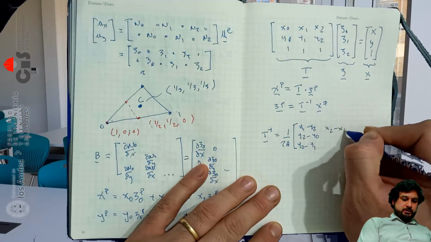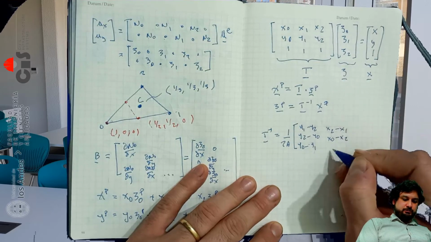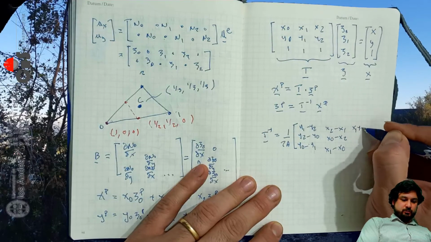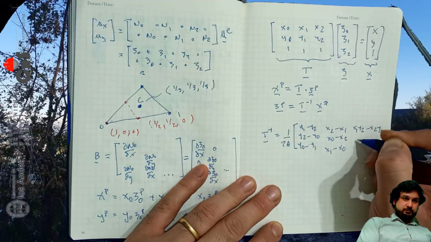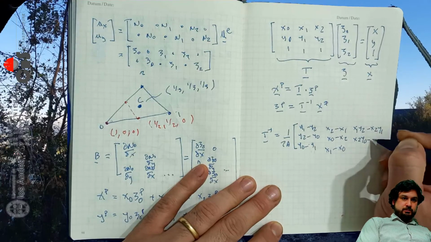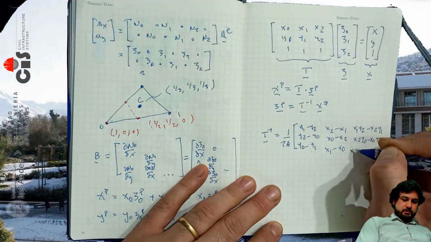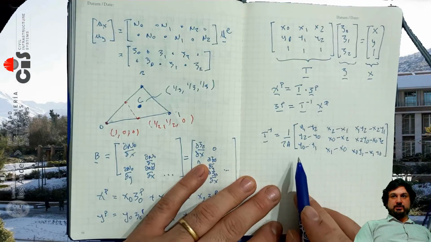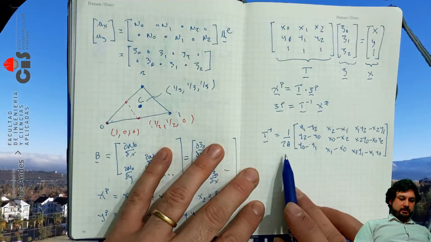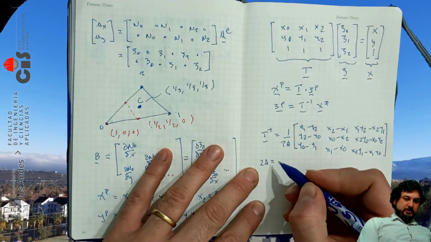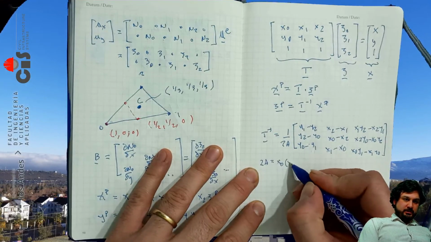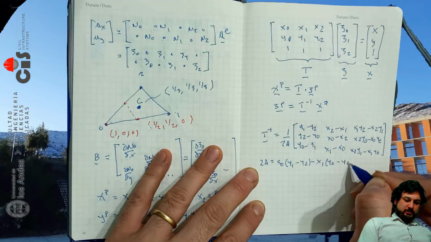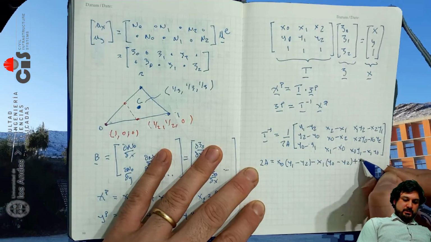And x2 minus x1, x0 minus x2, x1 minus x naught, x1 y2, x2 y1, x2 y naught, x naught y2, x naught y1, x1 y naught. So that's the inverse of the T matrix. And now this 2A product is simply the determinant of that matrix. So it's x naught times (y1 minus y2), minus x1 times (y0 minus y2), plus x2 times (y0 minus y1).